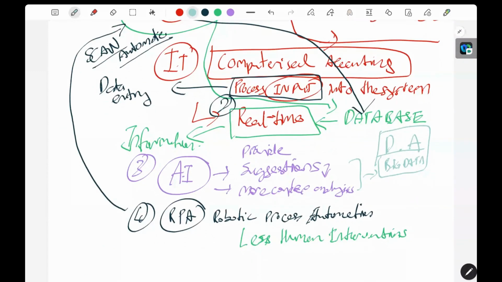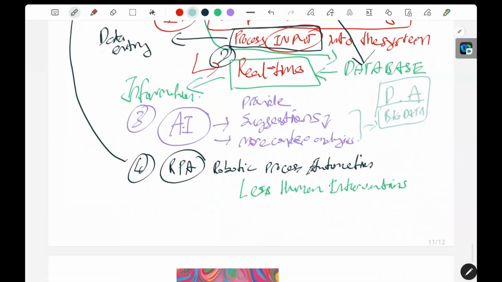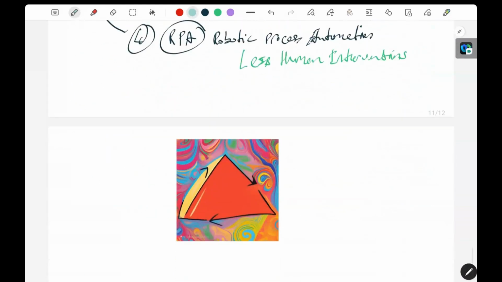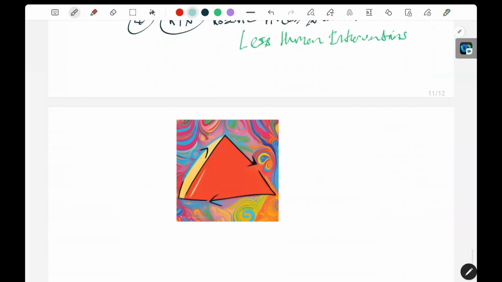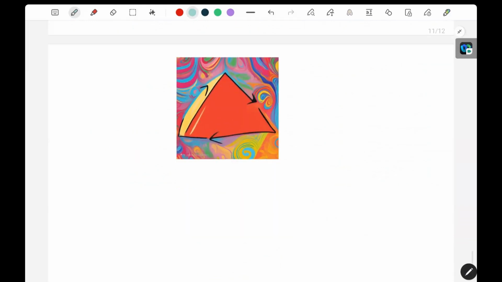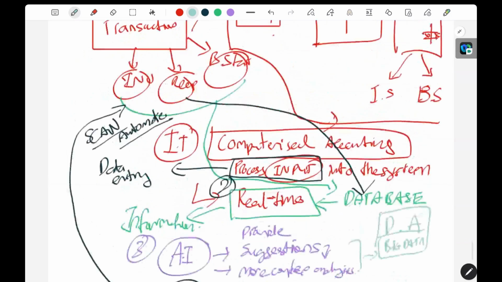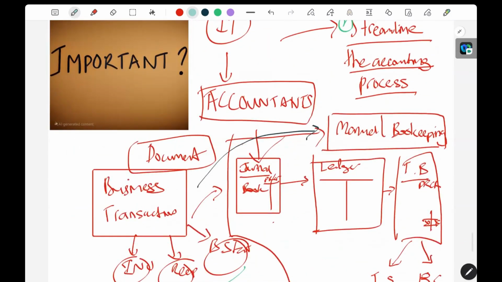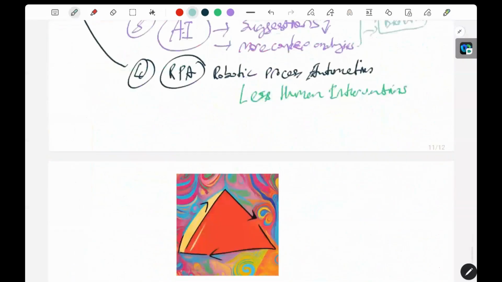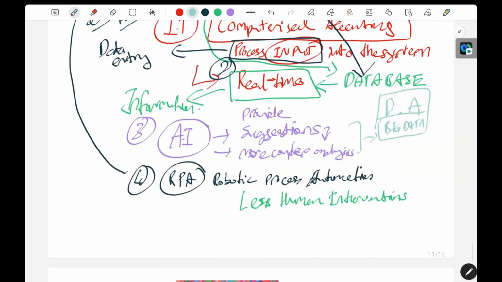Okay, because we have this final part, which is the role, right? The role of the, or what happened to these accountants with this technology, right? If you look at over here, all right, bear with me. I'm going to finish the class soon. This is the final part.